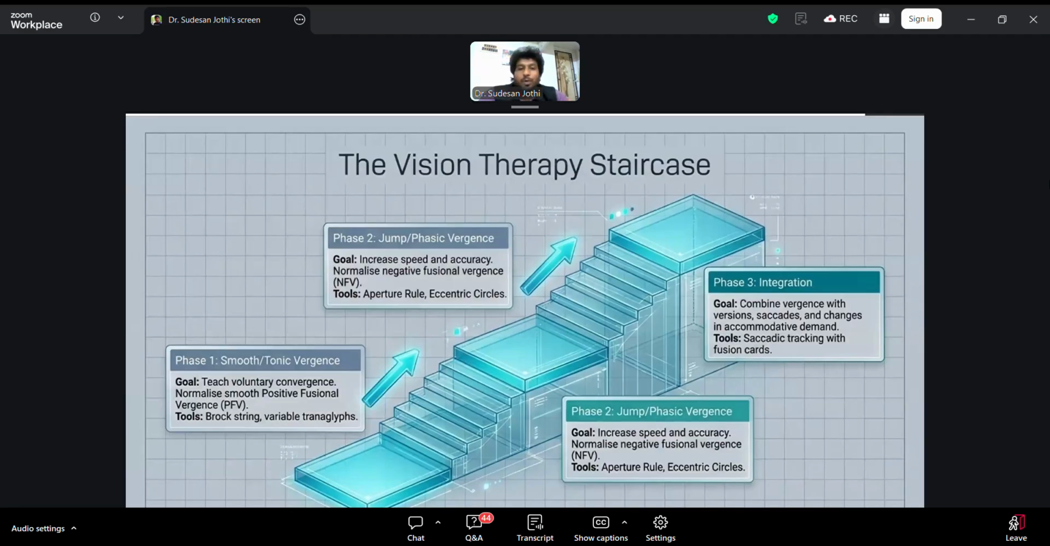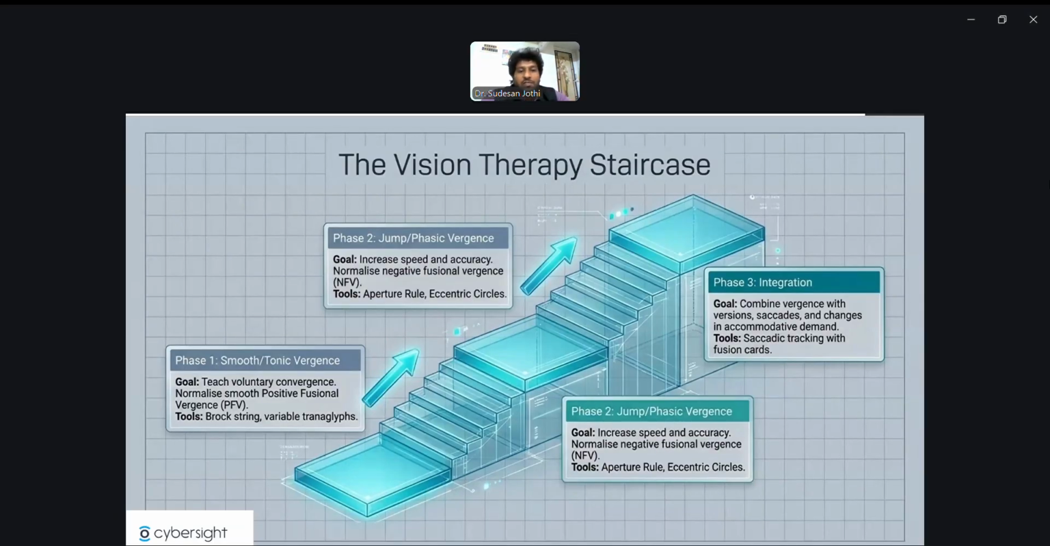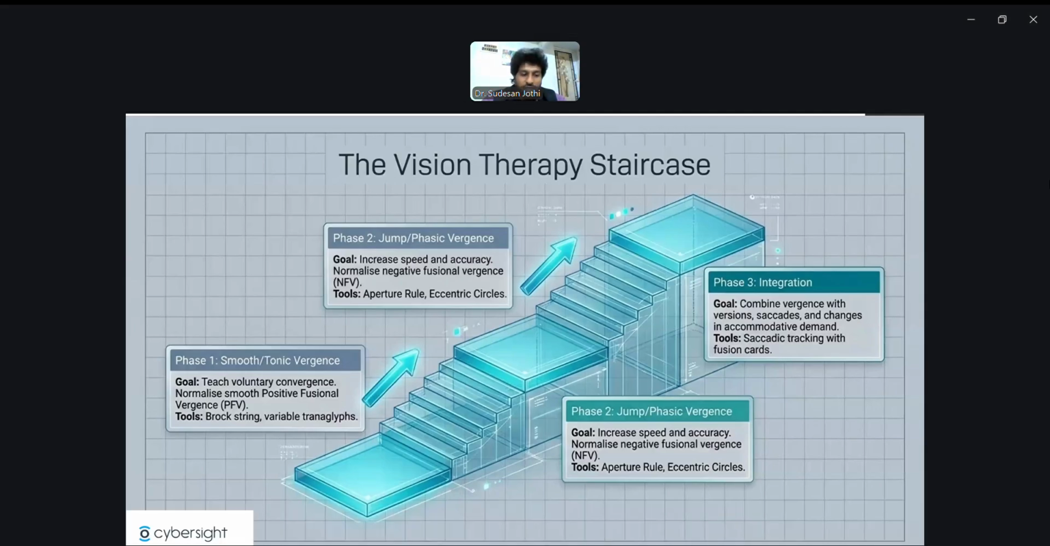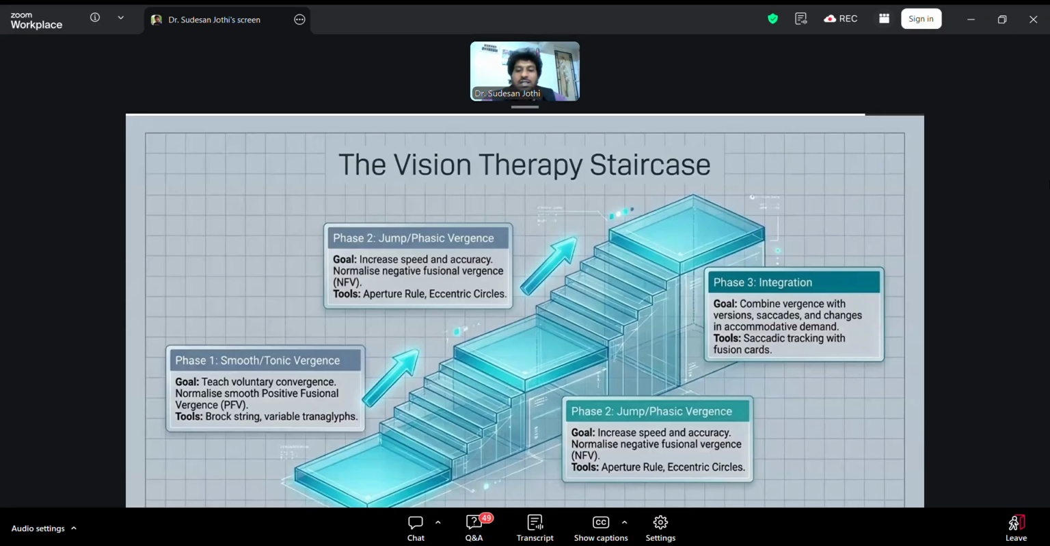The vision therapy progression. Vision therapy itself follows a structured progression. In phase one, you can find the smooth and tonic vergences. The goal is to teach voluntary convergence and normalize the smooth positive vergences. The tools used, as you can see, are the Brock string and a variable tranaglyph. And phase two is to increase the speed.